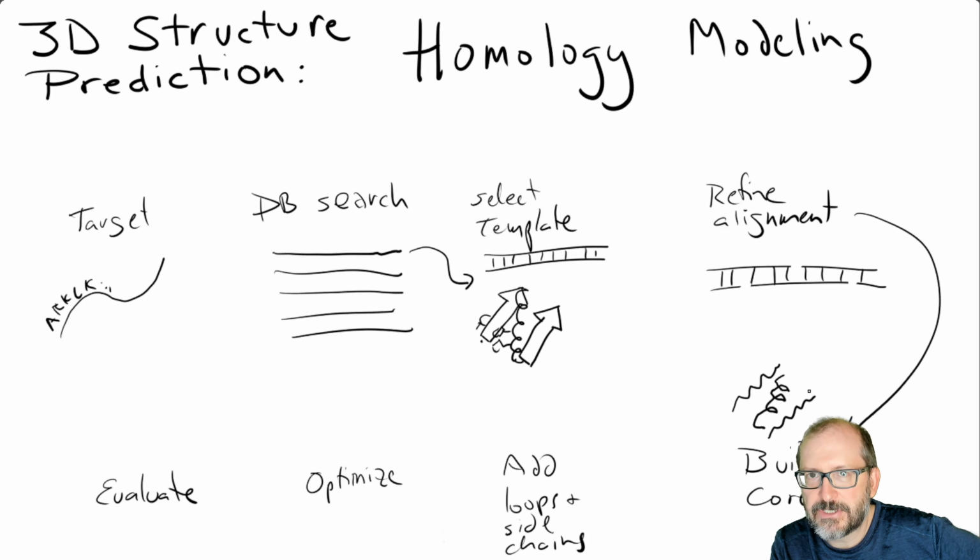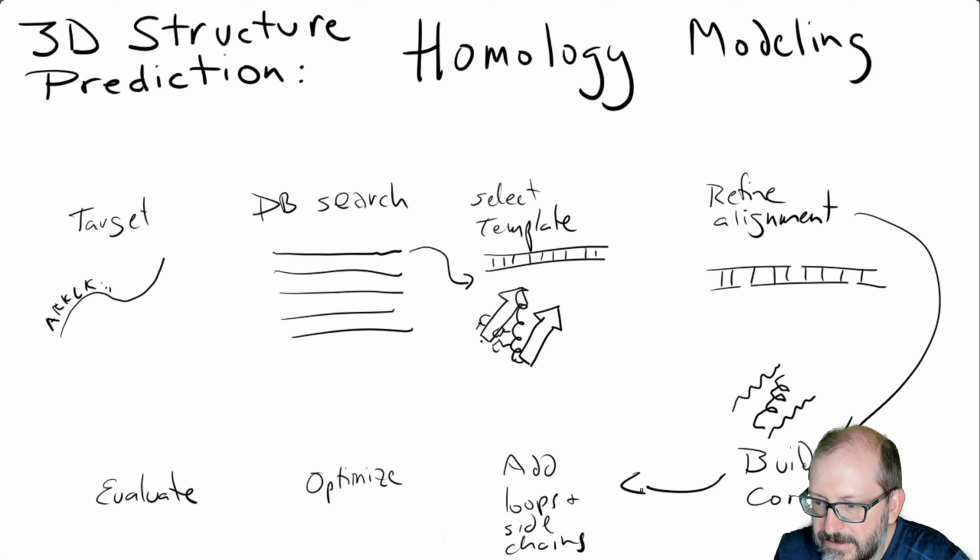and it's harder to build a core. The loops are easier just because they have more room available, and also there's less of a concept of a structure of a loop because they are mobile. Any number of solutions is as good as any other. Okay, so once you build the core, then your next step is to go and add loops and sidechains.